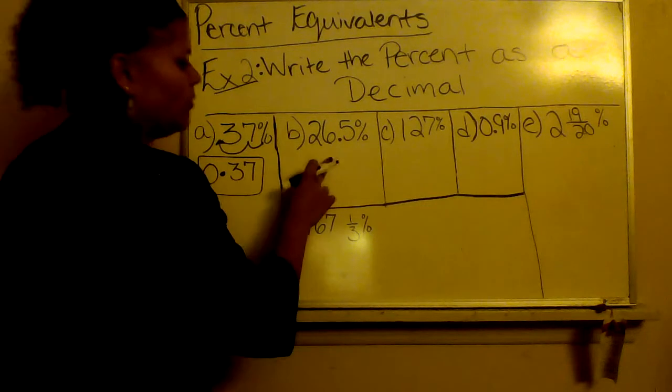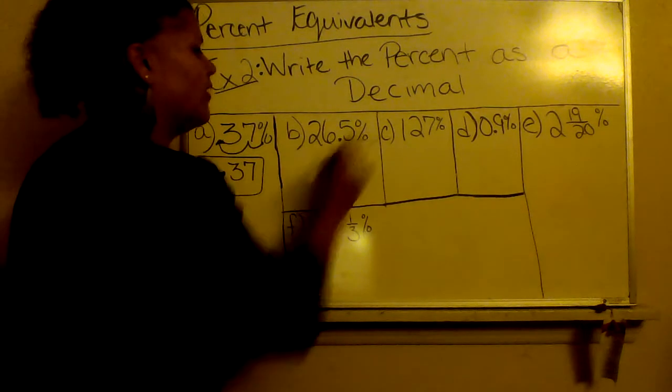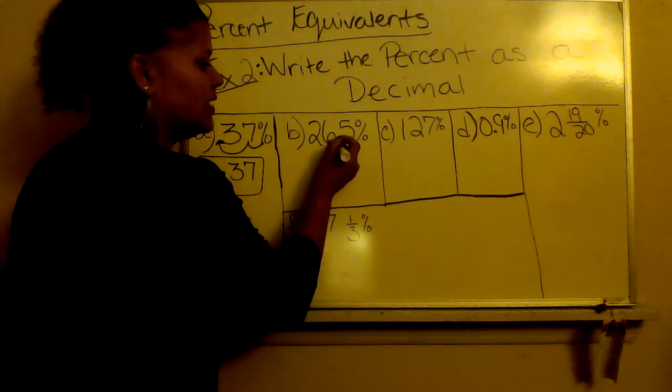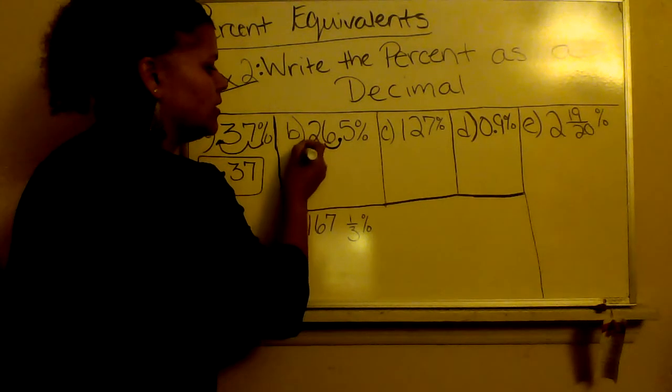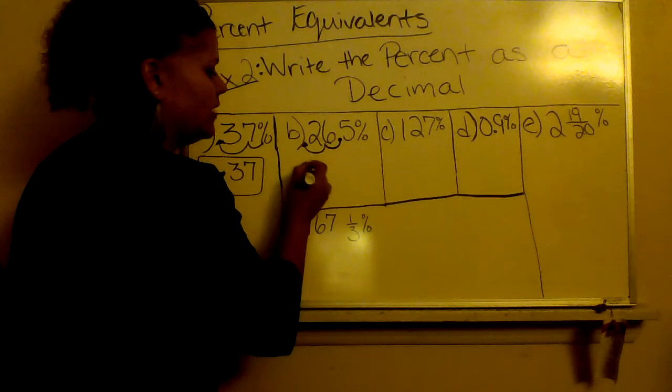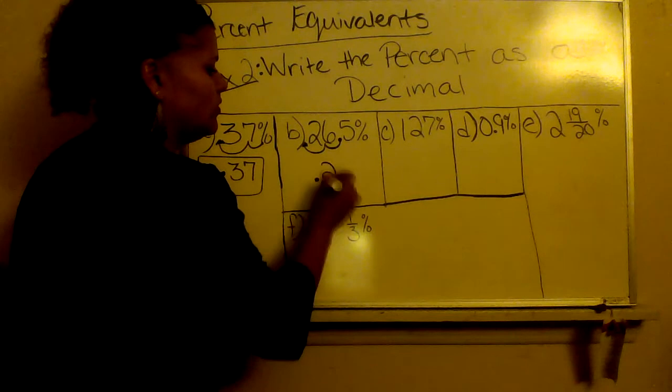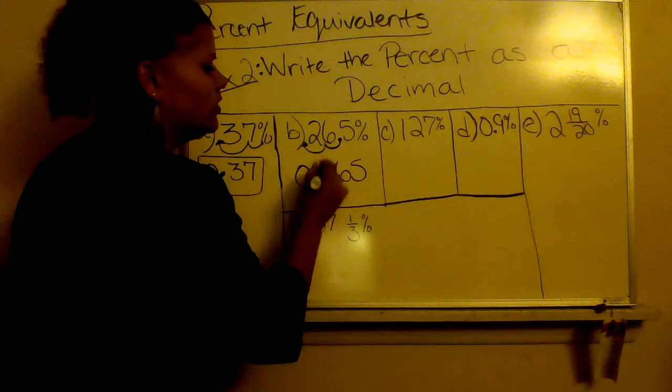Now, for part B, we have 26.5%. So now this one actually has a decimal. So you move from the decimal 2 times to the left. So that gives you 0.265.